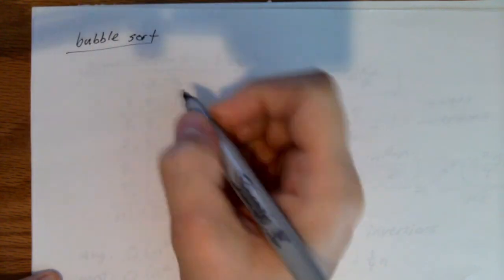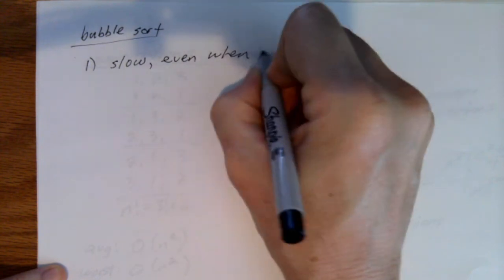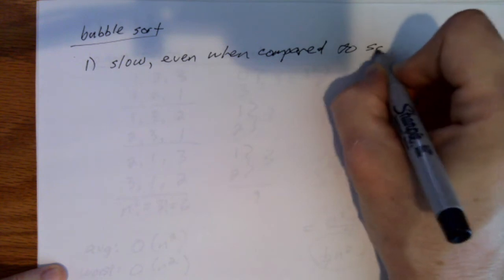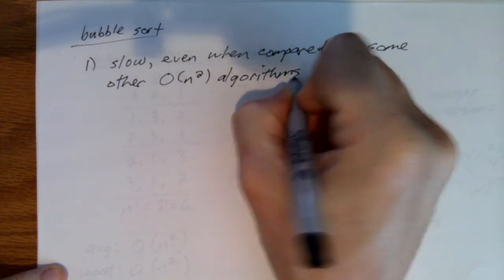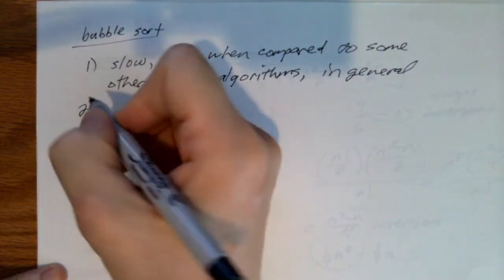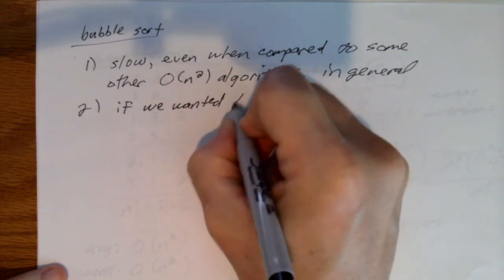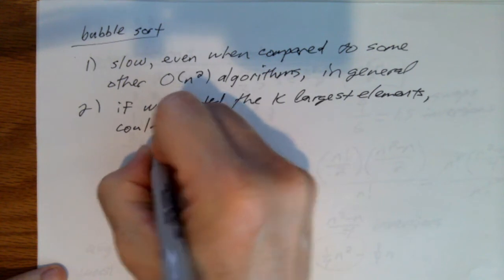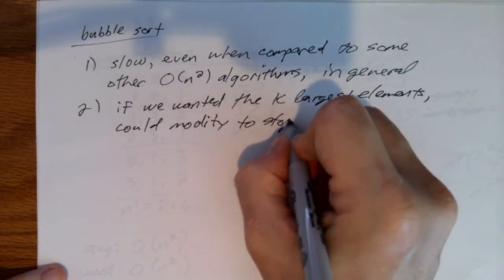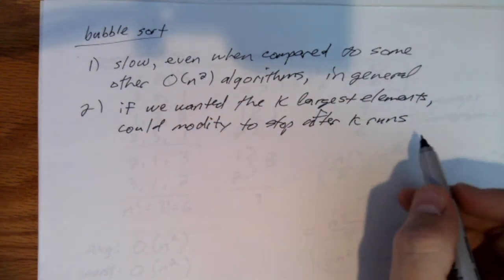So we can say for bubble sort, it's slow even when compared to some other big O n squared algorithms. In general, if we wanted the k largest elements, we could modify it to stop after k runs. Remember, we saw that after we pass through the data k times, the top k things will be in the last k positions.